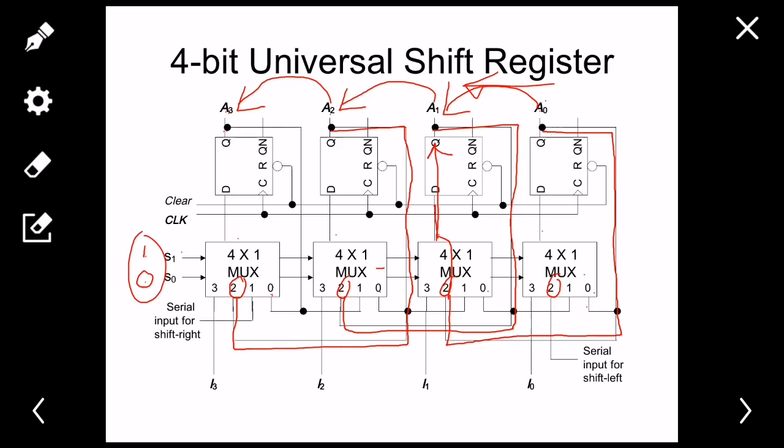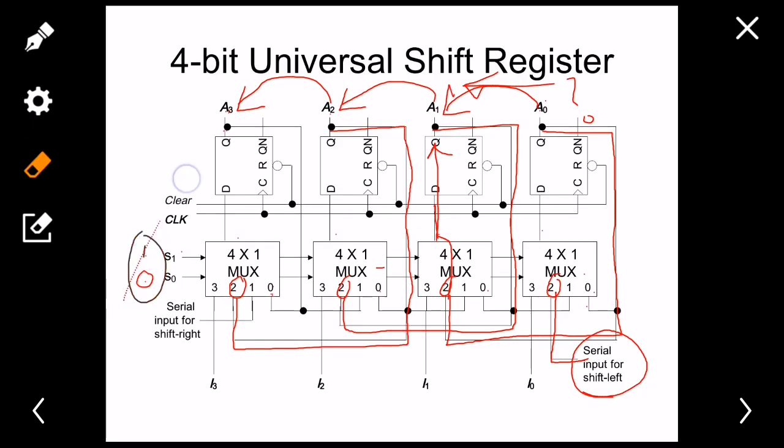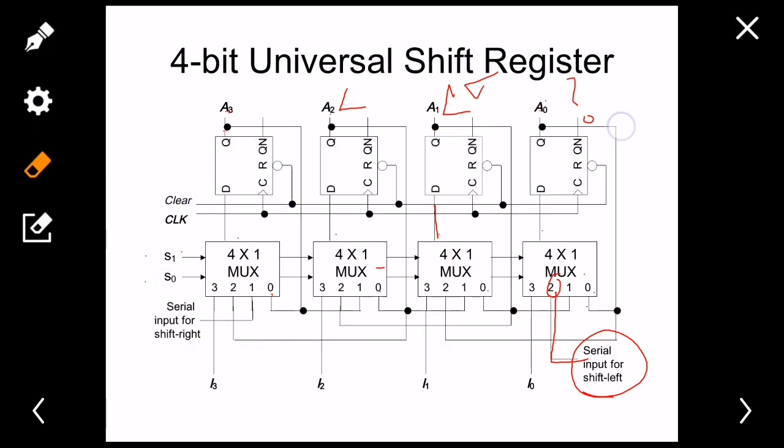But what will happen at this point, what will be the current value of A0? For that purpose, what I'm going to do is inject a new value at port number 2, that is known as serial input for shift left. So in this manner I can achieve the left shift or left shift register. So let's erase this thing.